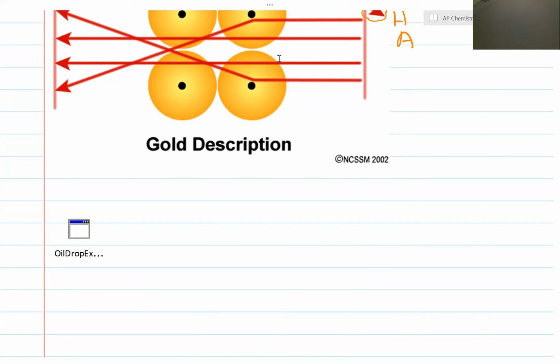You notice it was a lot faster. If we take a look here, the reason is that there must have been less repulsion coming from the negative plate. And as a result, if there's less repulsion, the oil drop would drop faster. So that was the oil drop experiment.